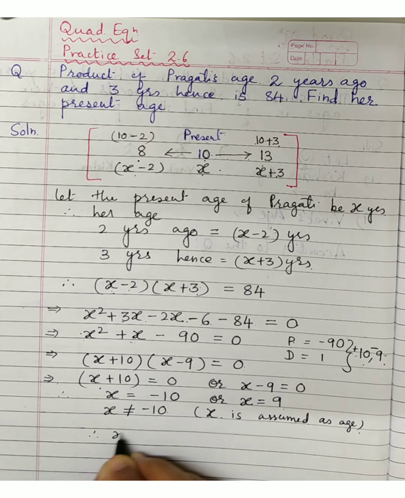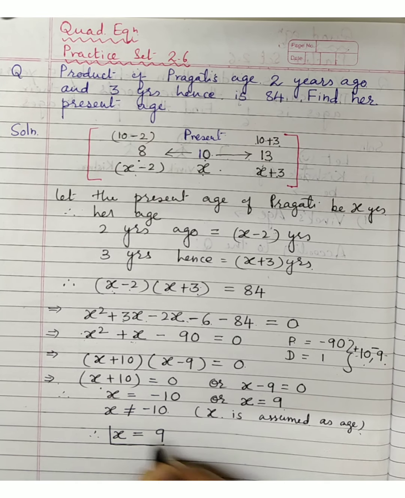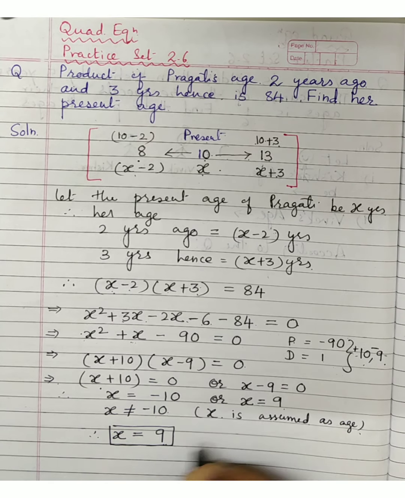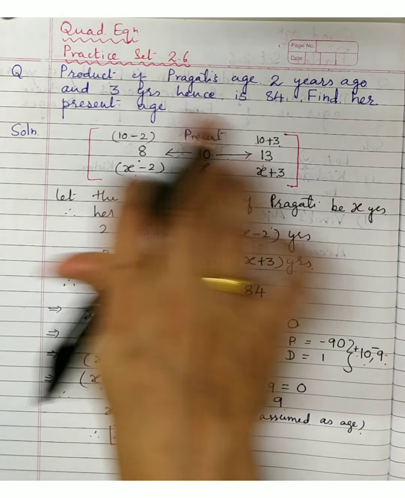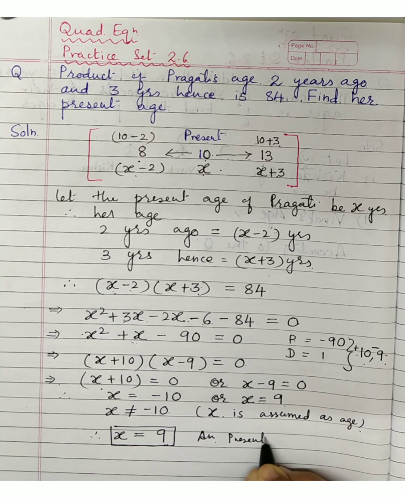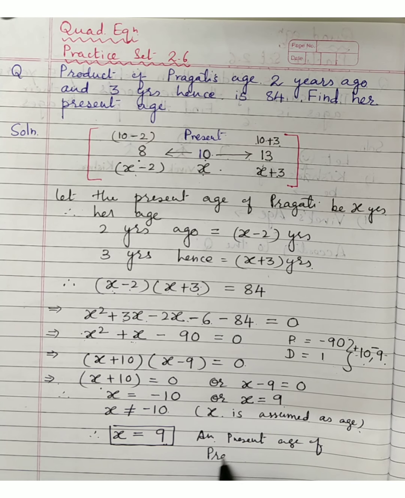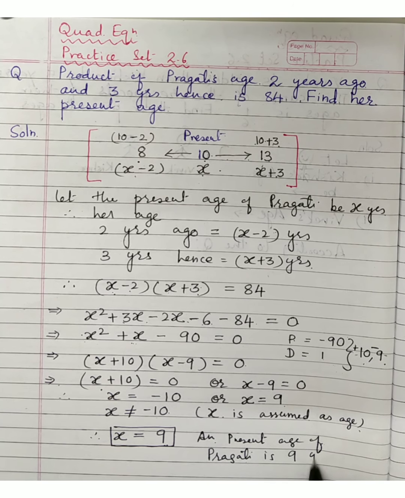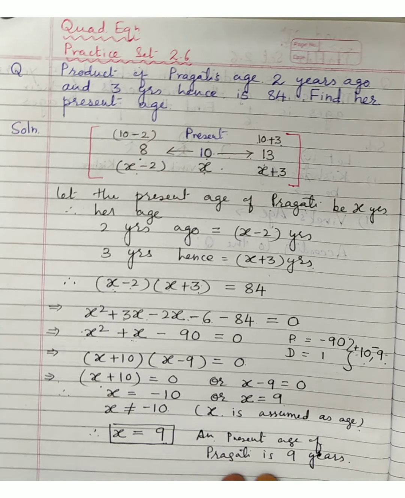Therefore, the value of x to be accepted is what? 9. The value of x is found 9. So, what will be the answer statement here? What is asked? Find her present age. So, present age of Pragati is 9 years.